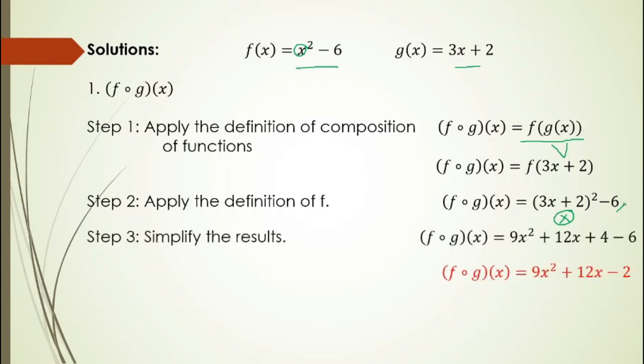And then, simplify the results. So, dito, dahil naka-square siya, binomial na naka-square, pwede natin siyang i-solve using FOIL method. So, pag sinolve natin siya using FOIL method, magkakaroon tayo ng 9x squared plus 12x plus 4. And then, copy mo si negative 6. And then, combine like terms, copy si 9x squared plus 12x, and then solve for 4 minus 6. So, this is negative 2. So, this is our final answer. 9x squared plus 12x minus 2.